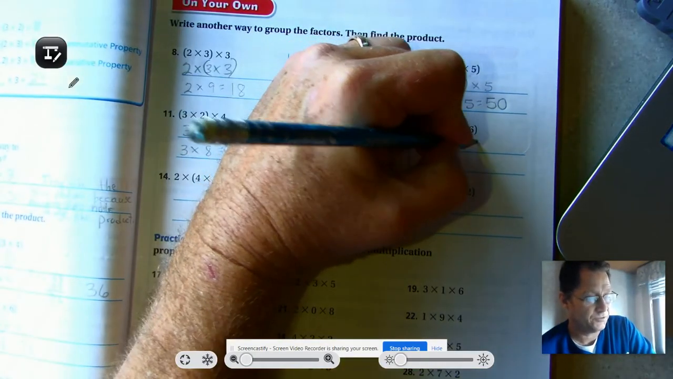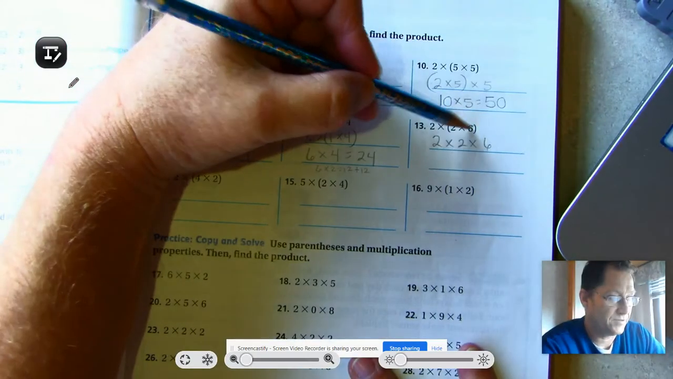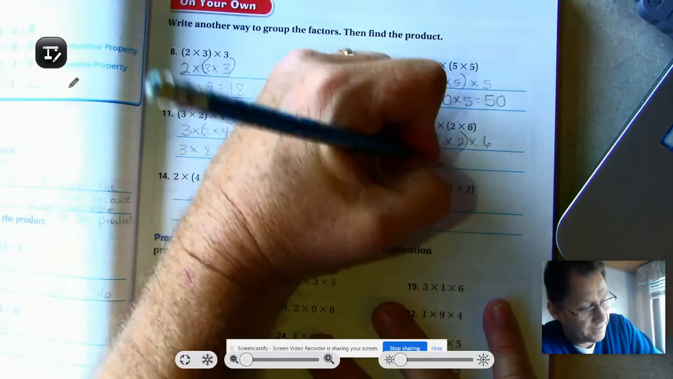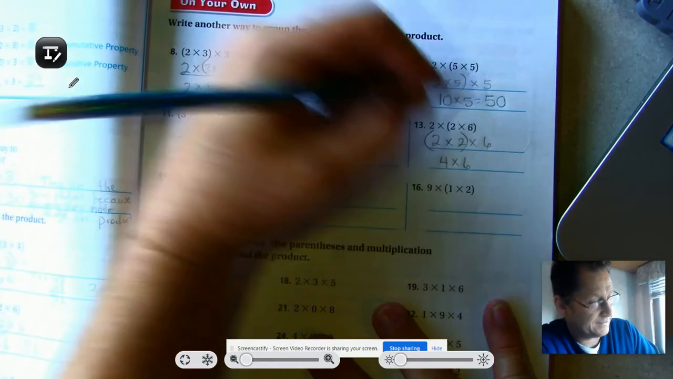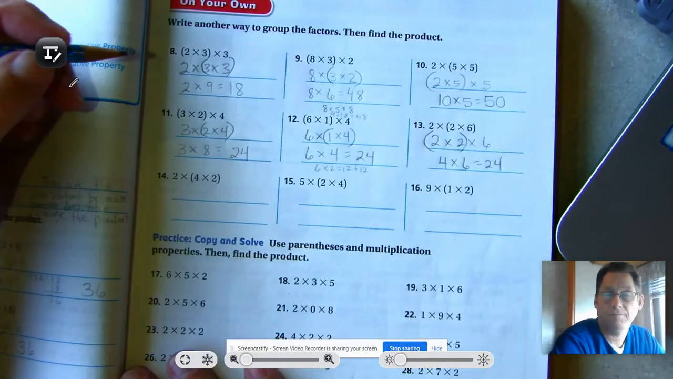Number 13, 2 times 2 times 6. So originally they're grouping 2 times 6, so we can change that and group 2 times 2. And we'd wind up with 4 times 6. And we just solve that. So 4 times 6, 24.